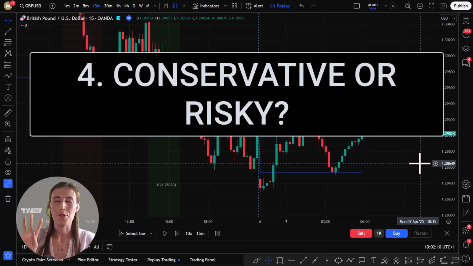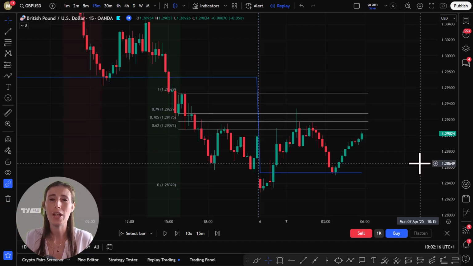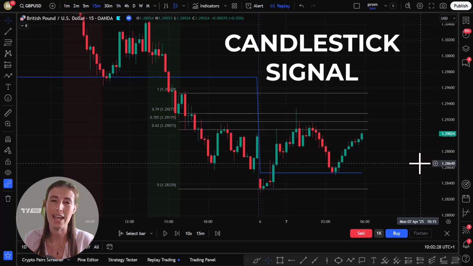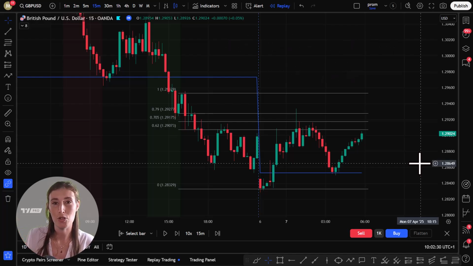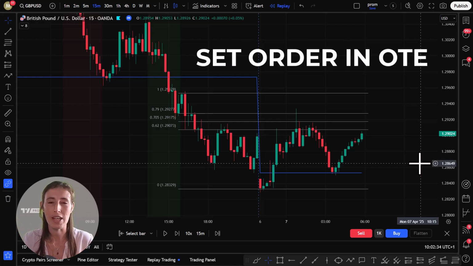Moving on into step number 4, and you have a couple of options here because no trader is the same. We all have our own trading styles, and some people prefer high risk, some people prefer a more conservative approach. And breaking those two apart, a conservative approach in step number 4 would be to wait for a candlestick signal before you get into a trade, whereas a higher risk approach would be to just set the order.